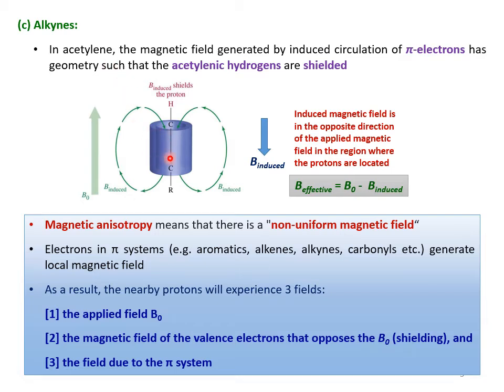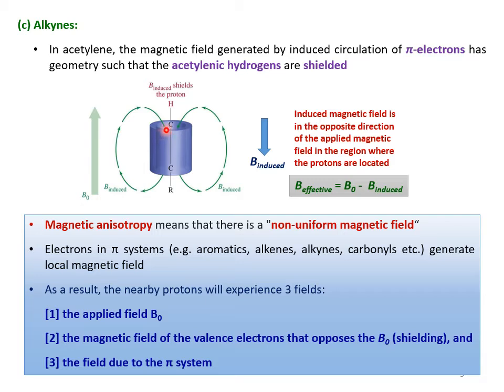So here you can see this acetylene has two pi electrons and it forms a cylindrical sheath like this. So this is the pi electron cloud. In the presence of an applied magnetic field, the pi electrons start to circulate and induce a magnetic field. However, in acetylene, the protons are oriented in such a direction that they come in the shielding zone. This means the protons are located in the region where the induced magnetic field opposes the applied magnetic field.